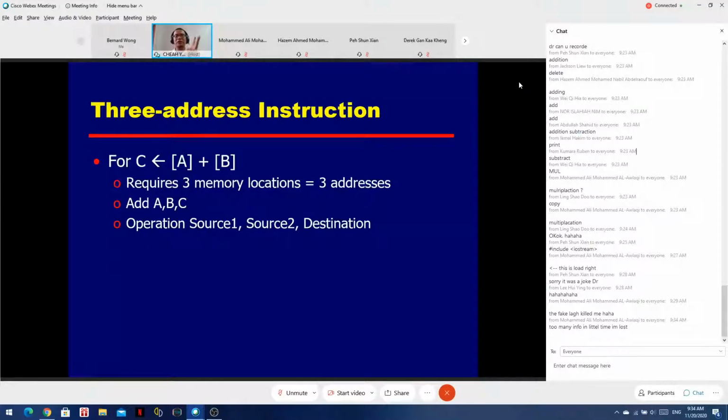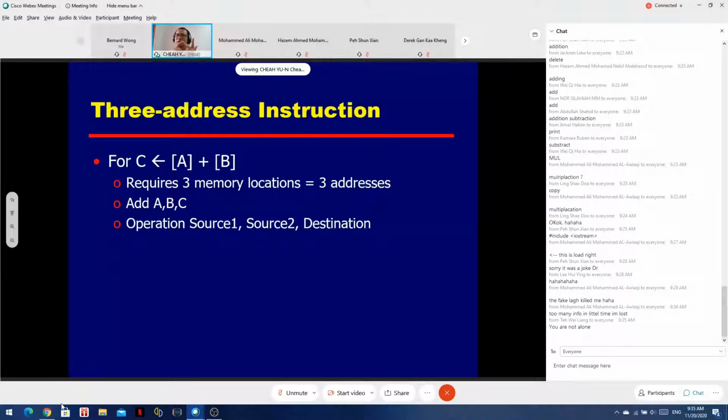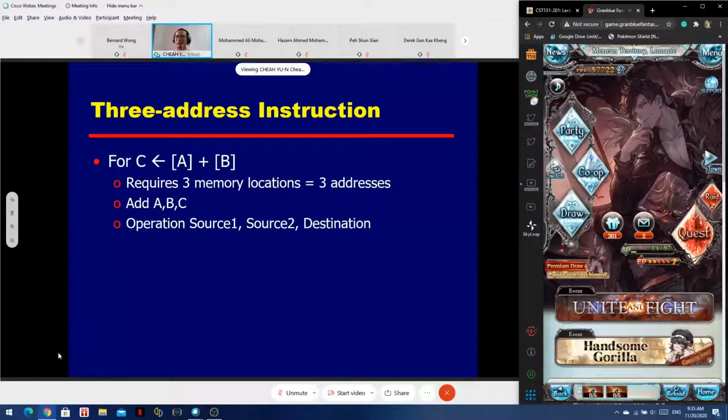You have the operation. Then the first address is the source 1, the second address is the source 2, and the third address is the destination. So A is one address, which is source 1. B is the source 2, another address. And C stores the result, your destination. So that is the third address. So you can express this A plus B equals C as an instruction with 3 addresses.